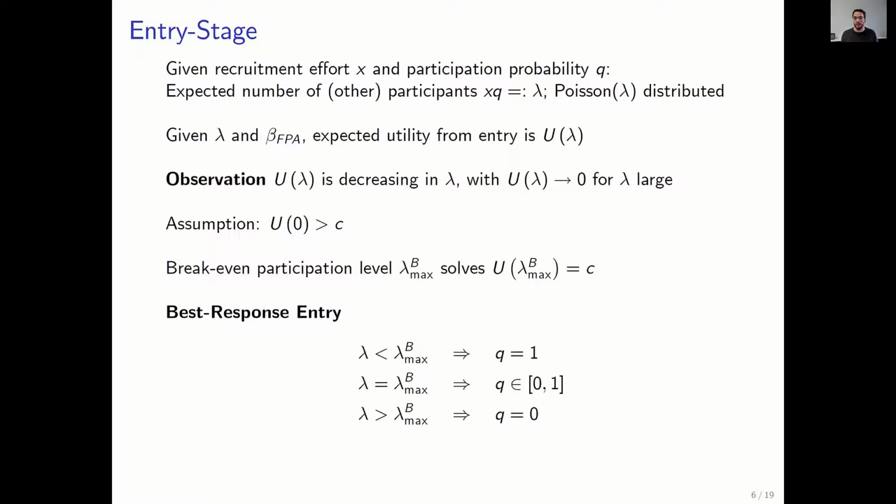And this lambda V max will determine the best response. If lambda is smaller than lambda V max, the bidder will want to enter, so Q has to be equal to 1. If lambda is equal to lambda V max, the bidders are indifferent, and if lambda is larger than lambda V max, bidders will not want to enter, so Q has to be equal to 0. So the entry stage is characterized by the bidder's break-even participation level.